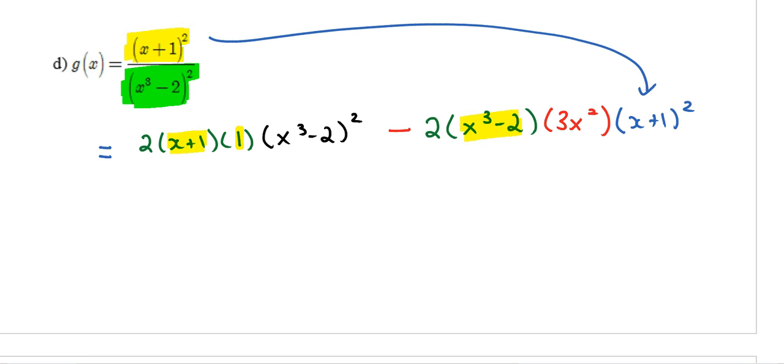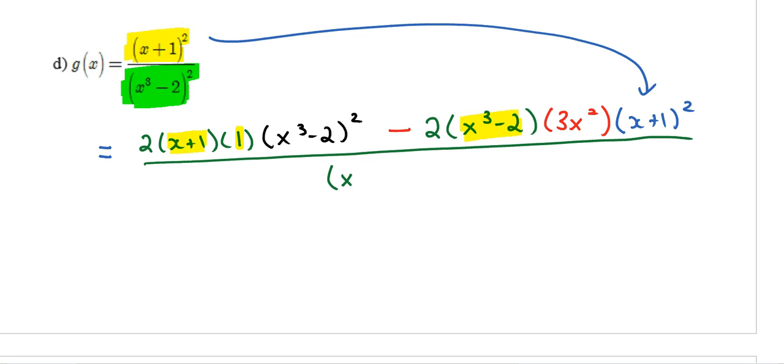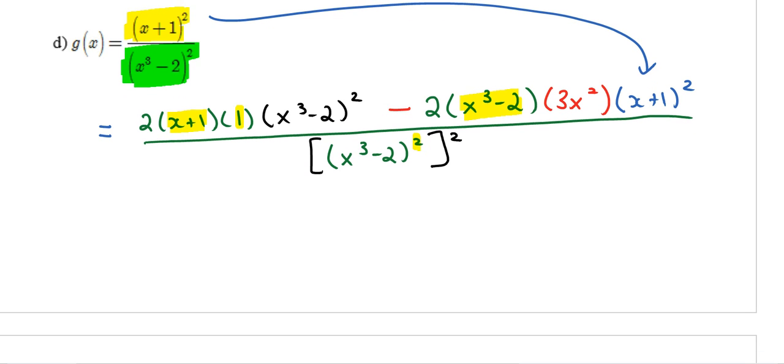Okay, so that's the quotient rule for the numerator, and then I'm going to divide this all by the bottom all squared. Now be careful, because the denominator has a power of 2 here already, but you still need to square the whole thing again, because that is the quotient rule, right? So the quotient rule tells you that you really need to square the whole denominator. Alright, so there we go. We've applied our derivative rules.